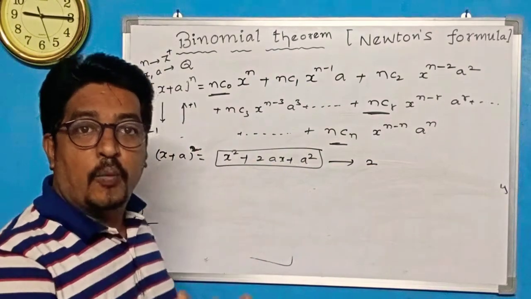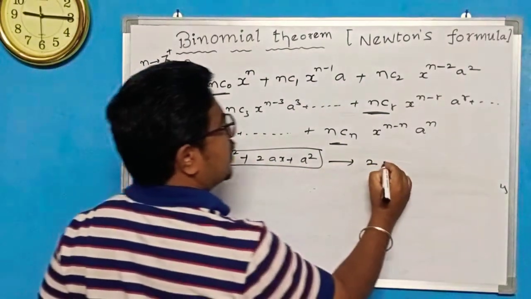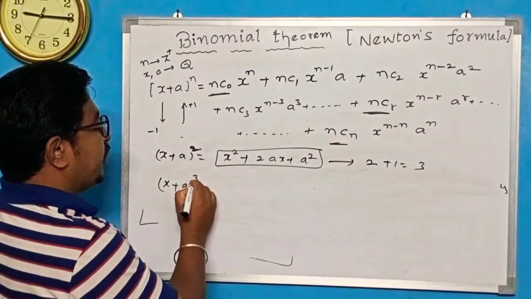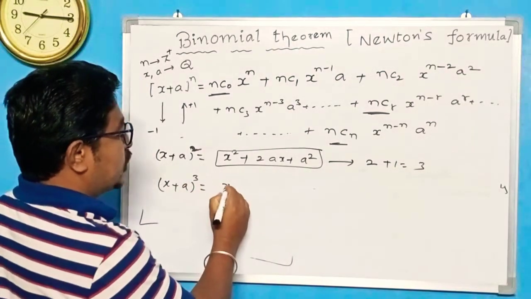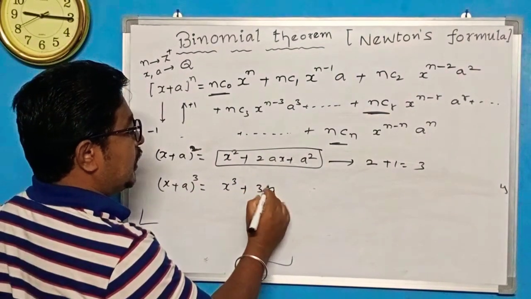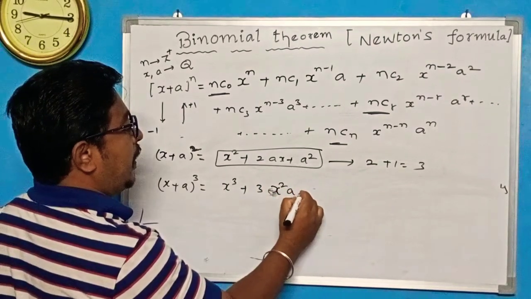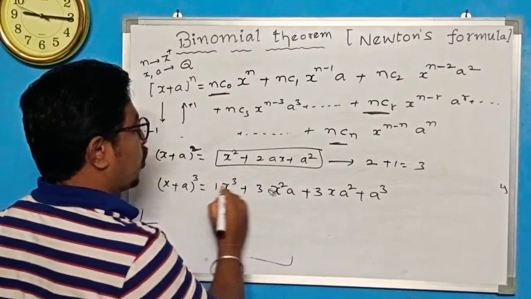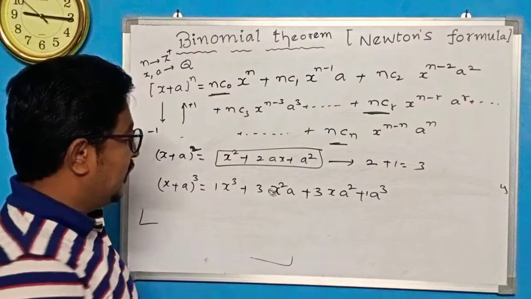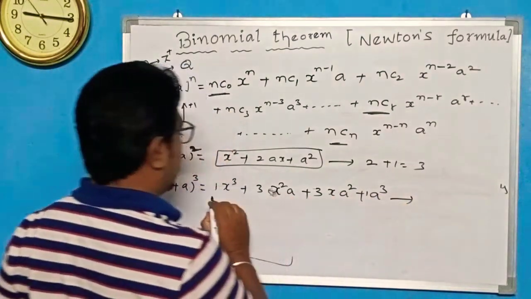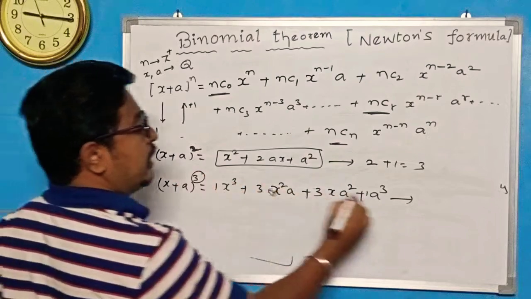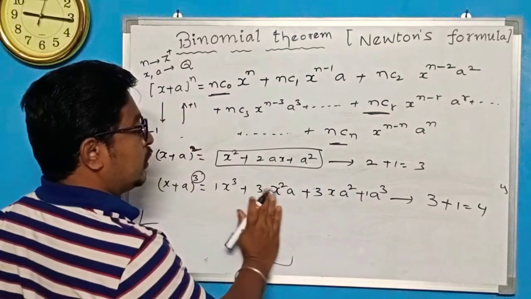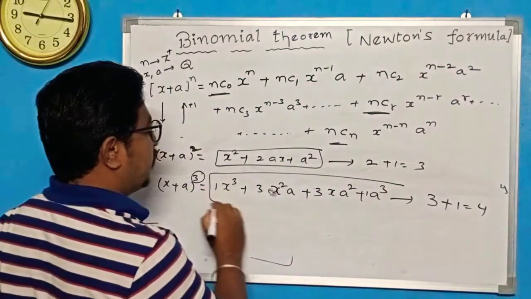Now how many terms are here? Total terms is 3, that is 2 plus 1, 3 terms. Same as (x plus a) whole cube. How many terms here? x cube plus 3x square a plus 3x a square plus a cube. First coefficient and last coefficient are bounded by 1. Here the exponent value is 3. Total 3 plus 1, that is 4 terms: 1, 2, 3, 4.